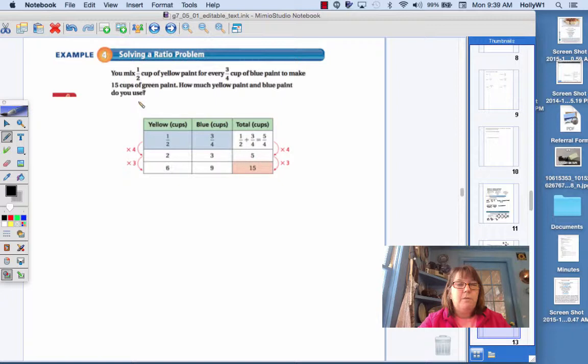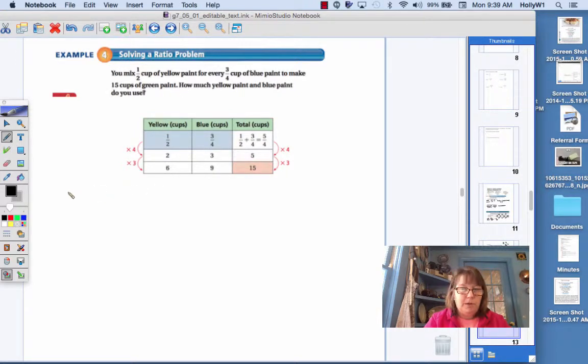So you mix 1/2 cup of yellow paint for every 3/4 cup of blue paint to make 15 cups of green paint. How much yellow paint and blue paint do you use? So how do we figure out how much paint we need to use? Because this is in fractions, it's not an easy way to think of. And if I added 1/2 to 3/4, I wouldn't get 15 cups. So it's a ratio. For every 1/2 cup of yellow, I use 3/4 cups of blue, but I want 15 cups of green paint altogether.